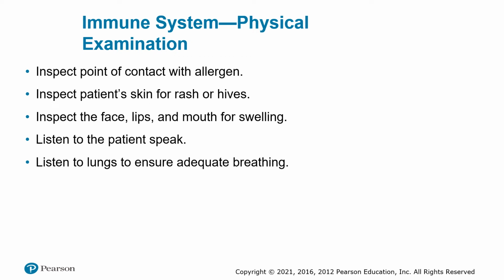Systemically, you can look for hives and rash in areas where there wasn't point of contact. Typically it's going to be on the chest, the abdomen, the neck, the face. Those things are going to have hives or rash, and that means it's a systemic type of allergic reaction. We're going to inspect the face, lips, and mouth for swelling, listen to the patient speak, and listen to lung sounds for adequate breathing.